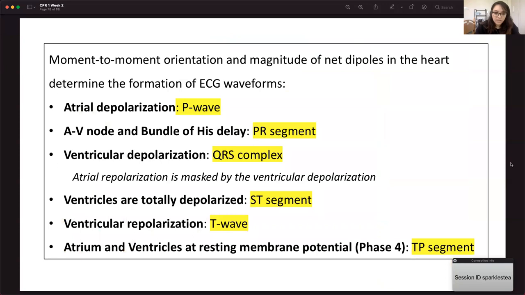Next slide. And then here, so you want to be able to say, okay, the P wave, yes, the P wave is talking about ECG, but it also represents that atrial depolarization phase in my cardiac cycle. For the AV node and the bundle of His delay, that's considered in that PR segment. Your QRS complex is ventricular depolarization. Your ST segment is going to be your ventricles are already totally depolarized, so nothing should be happening at that point. And then your T wave is ventricular repolarization. Your TP segment is atrium and ventricles are at resting membrane potential. I don't think they're going to ask you about TP segment. It's usually something more like QRS or PR segment, and they'll probably ask you about a time frame here or there.